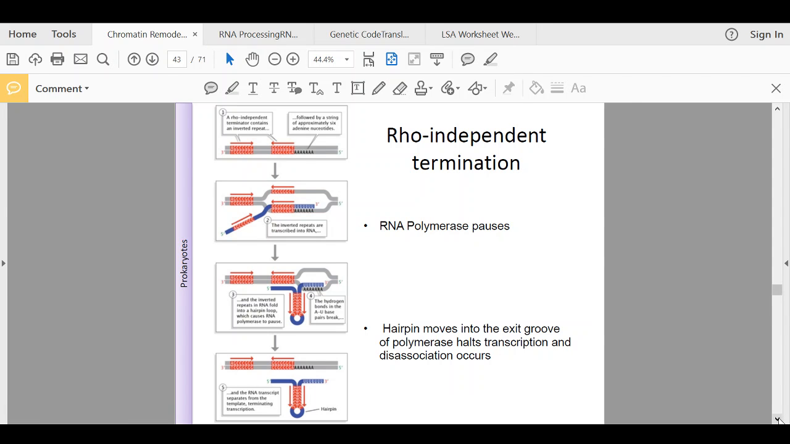So let's talk about rho-independent termination first. The RNA polymerase pauses, and we have this symmetrical sequence here, which are complementary to each other. And this is there because now we can use this sequence to form a hairpin loop.